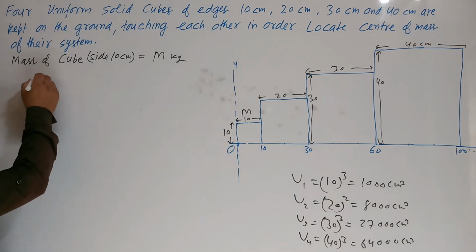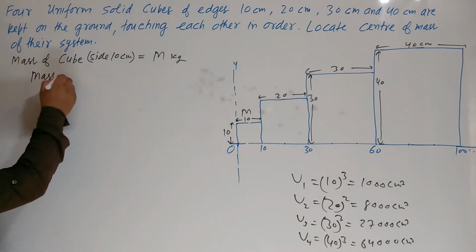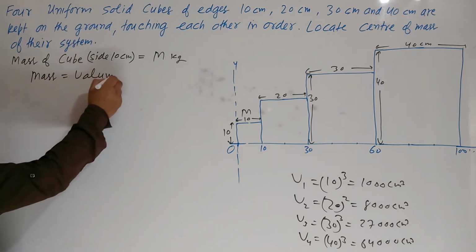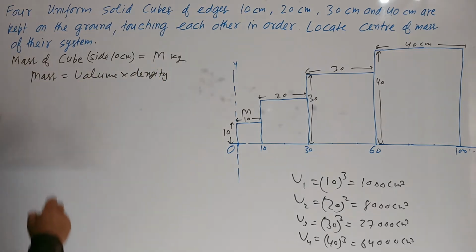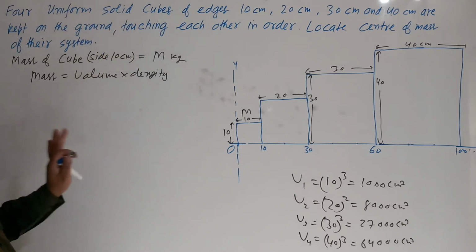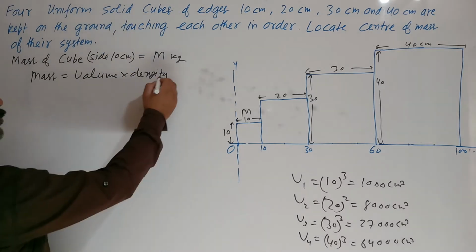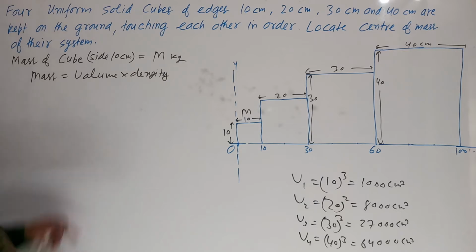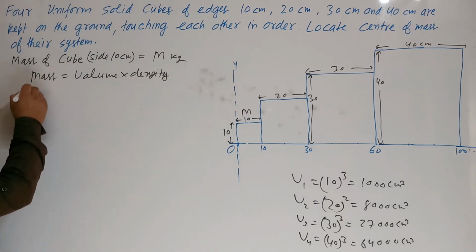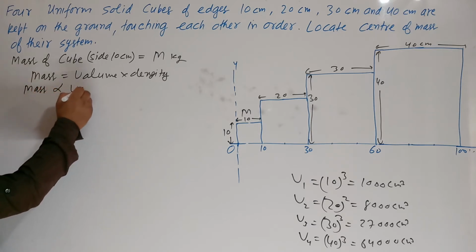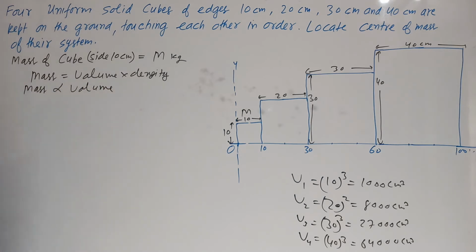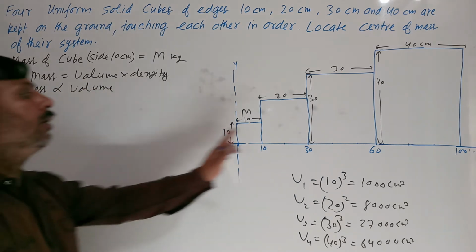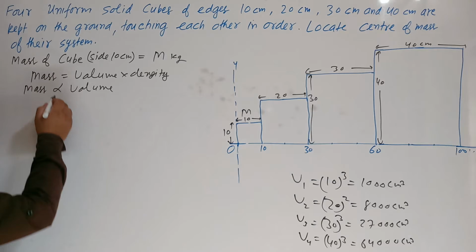What we know? Mass is equal to volume into density. For a uniform solid, all cubes have the same density. That means mass is directly proportional to volume, because all cubes have the same density.